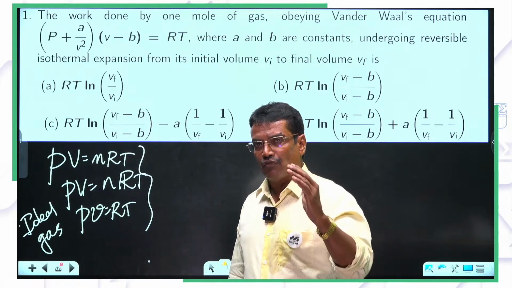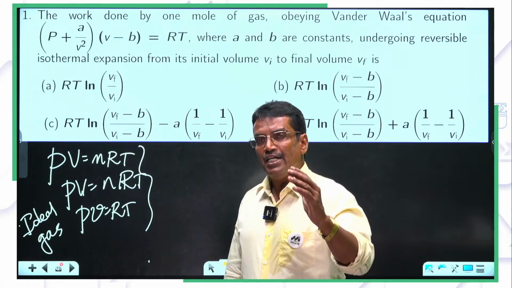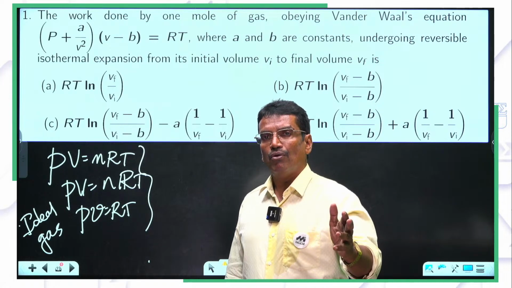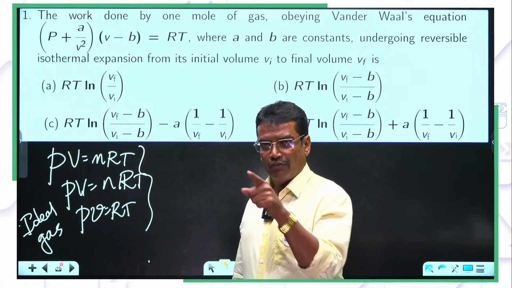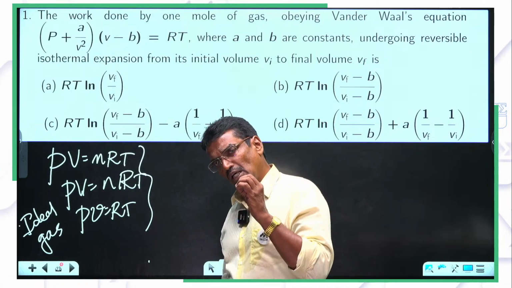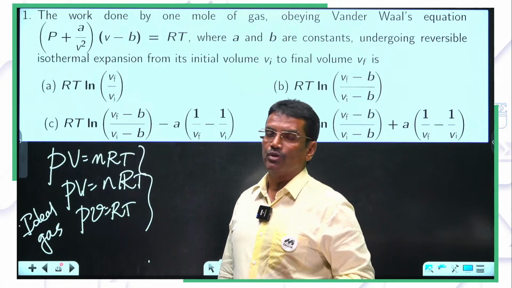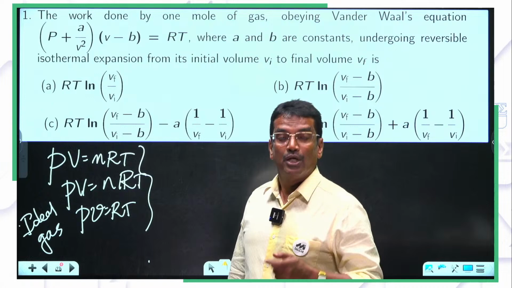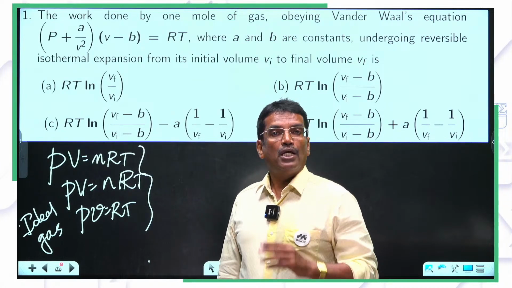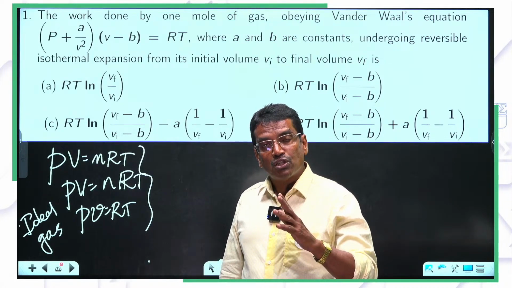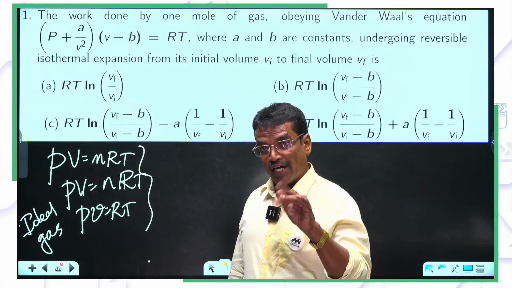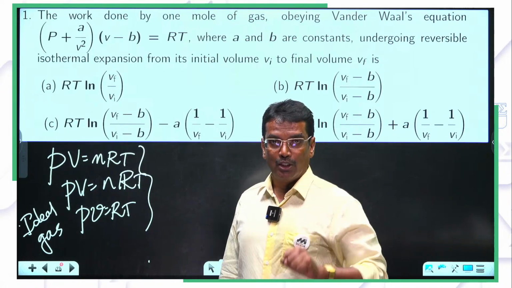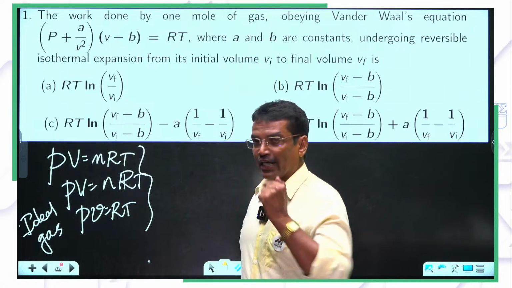According to the assumptions of kinetic theory, the molecules of the ideal gas or perfect gas have mass but no volume. That is why they are called point masses. Number two, there are no intermolecular forces of attraction or repulsion among the molecules. That is another assumption for the ideal gas behavior.